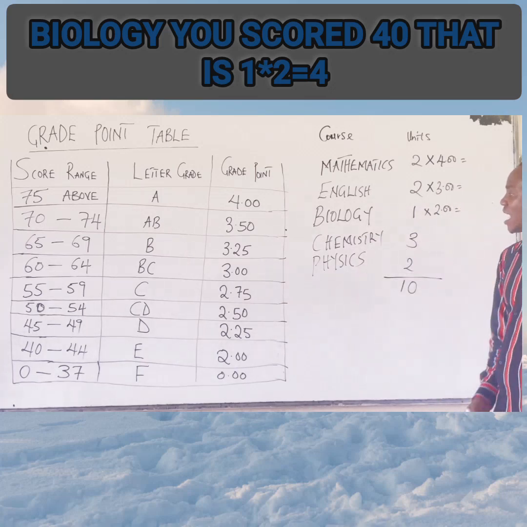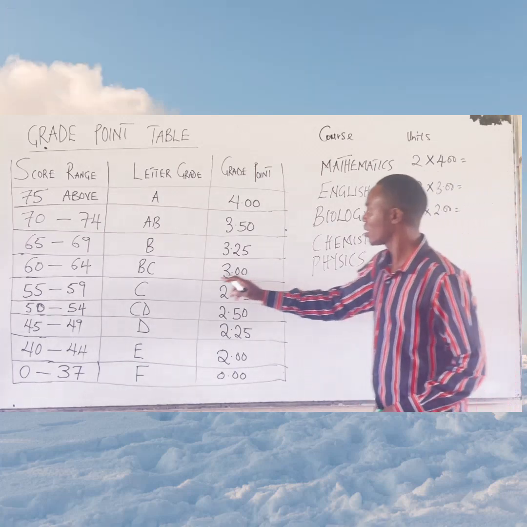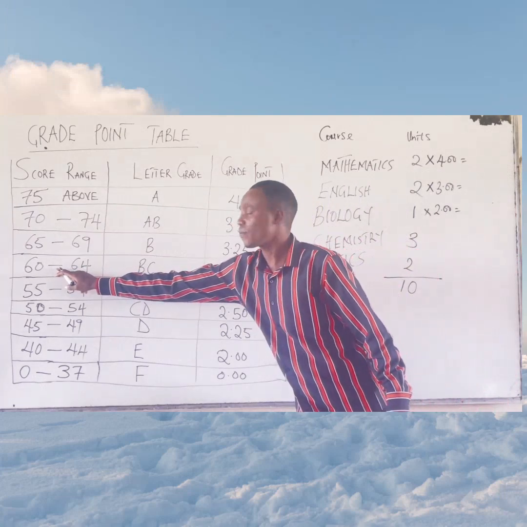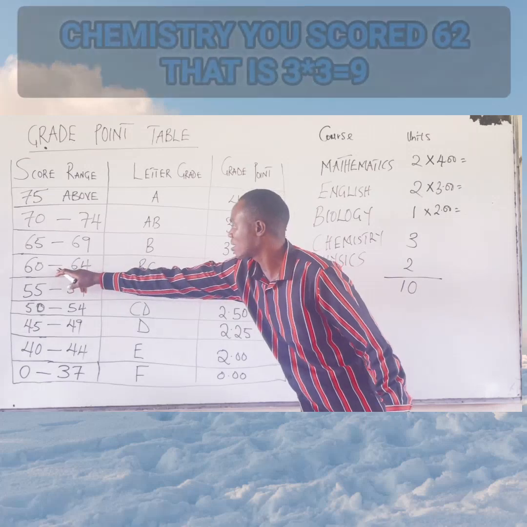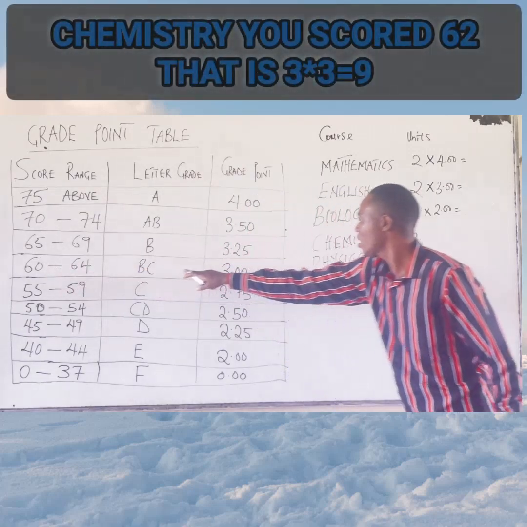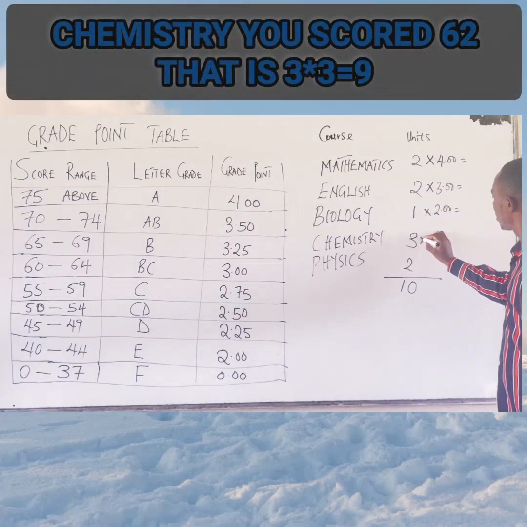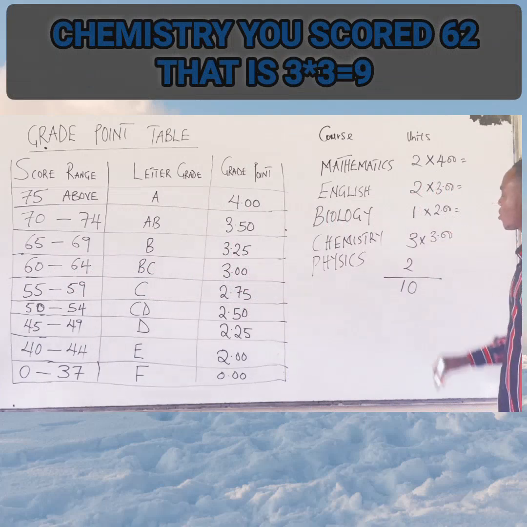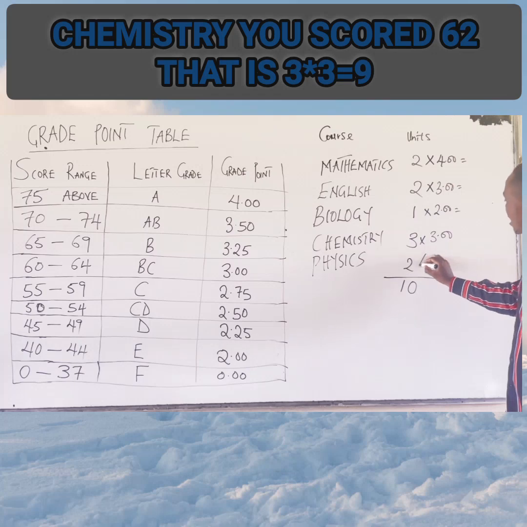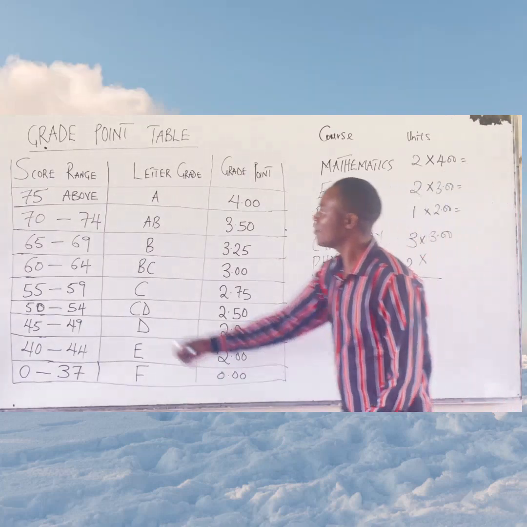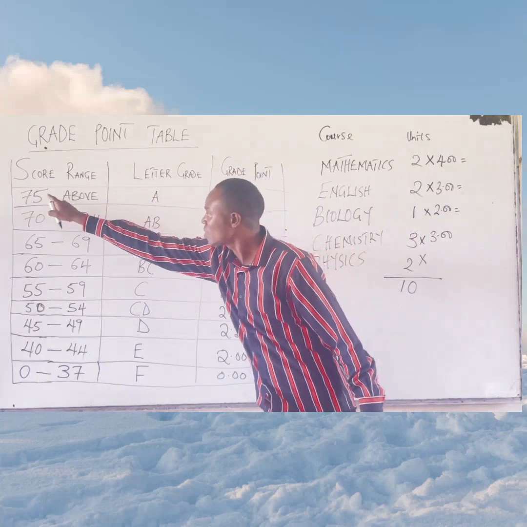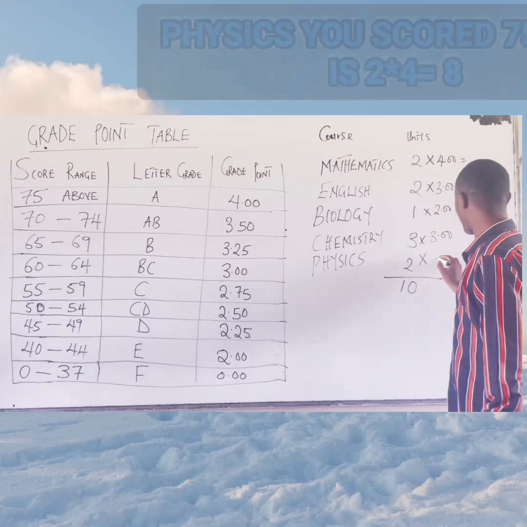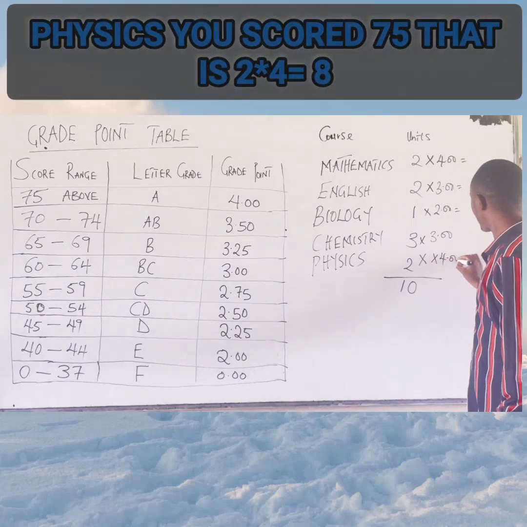Then chemistry, let's say in chemistry you scored 65. Or let's say 62. 62 is here. That is 3.00 multiplied by 3. Then the last one, physics. Let's say you scored 75. It's also here. So this is times 4.00.